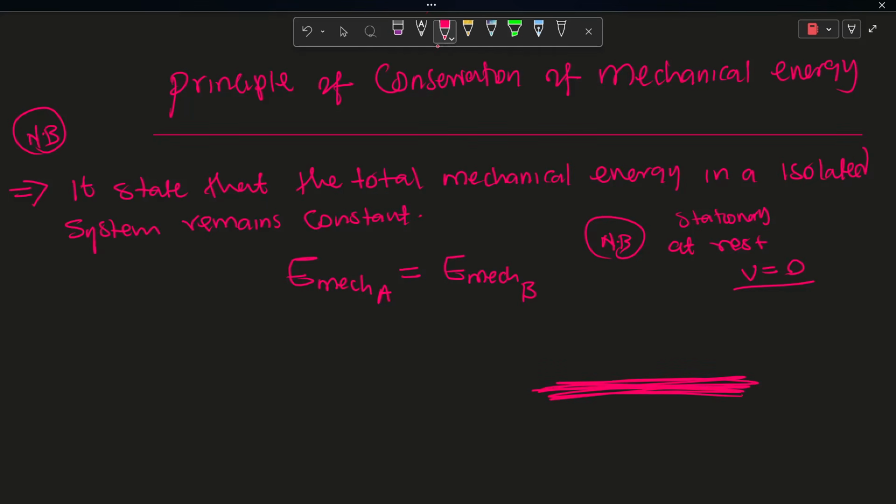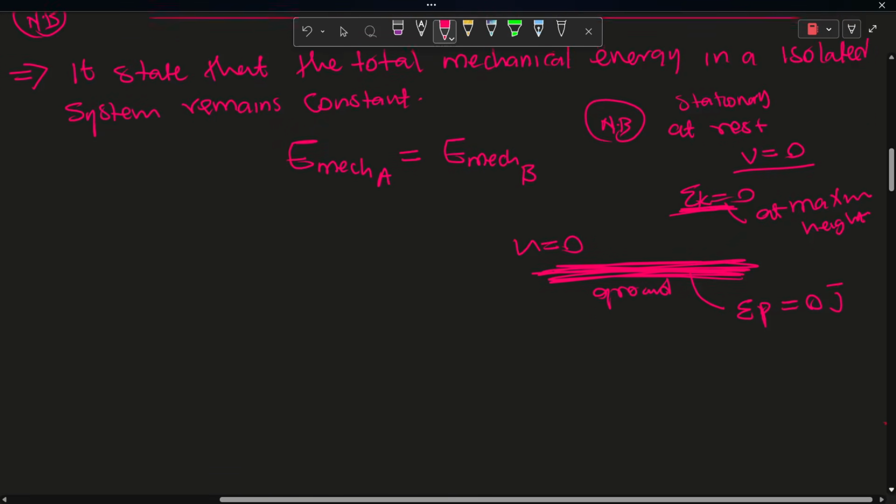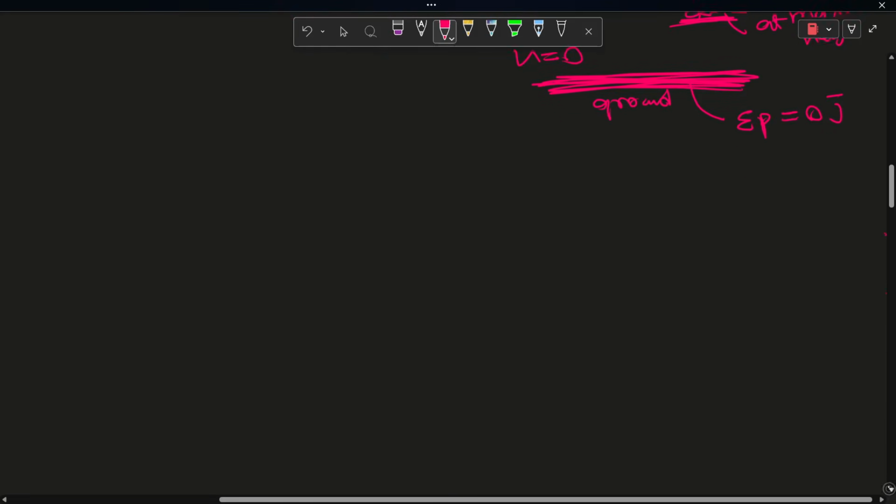In most cases, at the ground, height is equal to 0. And remember, it means EP will be equal to 0 joule. Now, at the maximum height, when it is stopped, EK will be equal to 0. Right? Let's try to see if we can get something here.